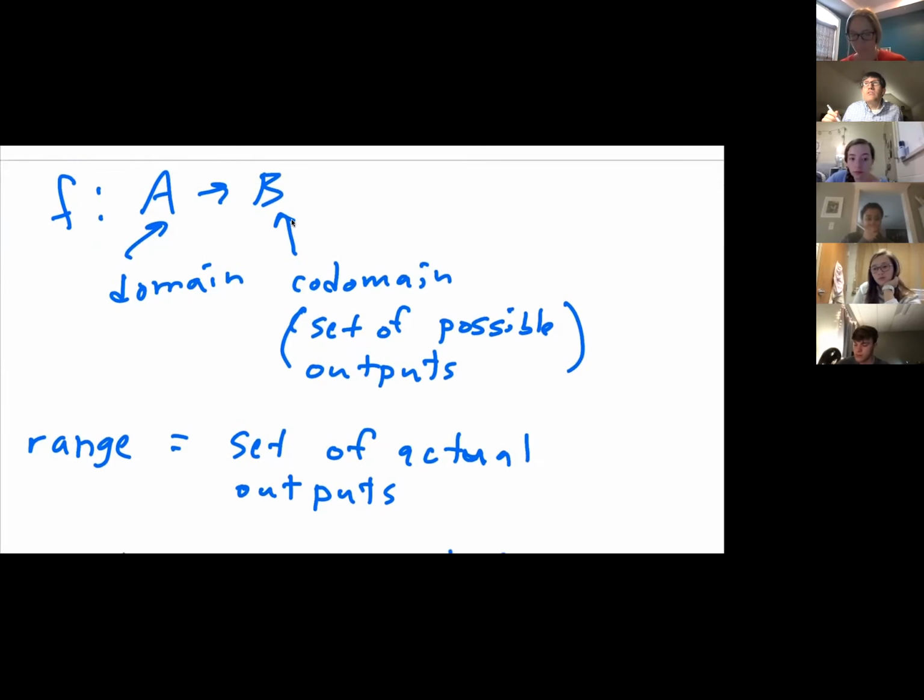When we have functions, they map from A to B. So A is called my domain, right? And that's pretty familiar to most of us. This one here is called the codomain.